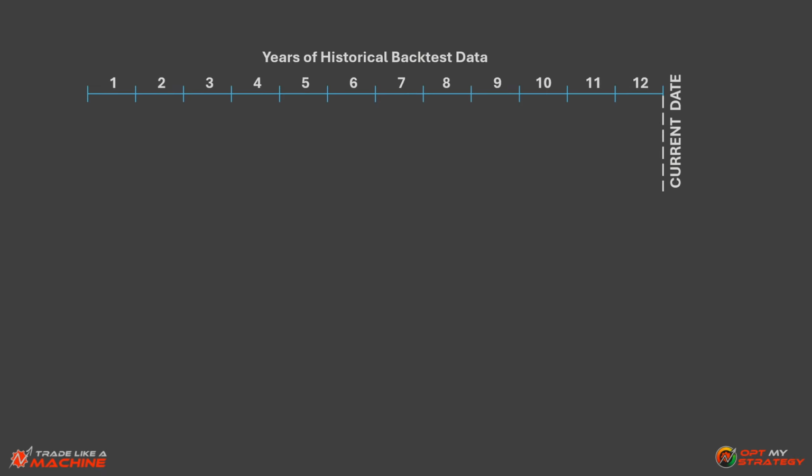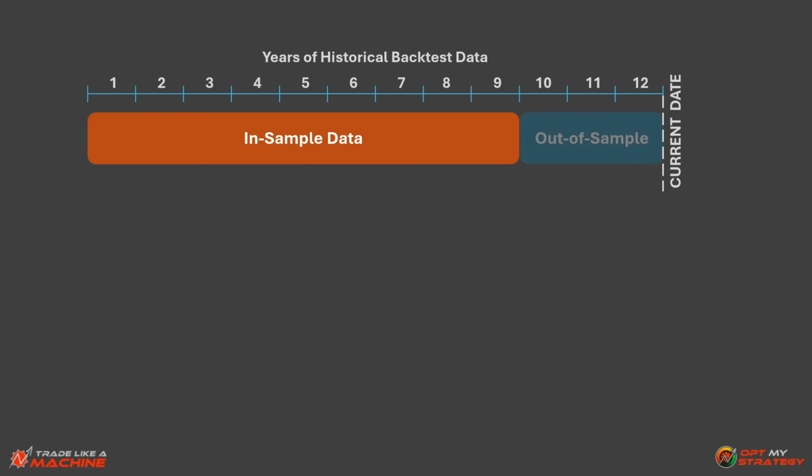You then need to make an intentional decision about how you'll split your available data into in-sample and out-of-sample designations. Depending on what you read or watch, you'll probably hear that a 3-to-1 ratio is about right, but you might make your own decision on this. For me, I designate 9 years for in-sample and 3 for out-of-sample.